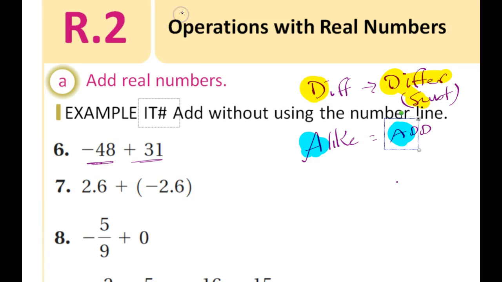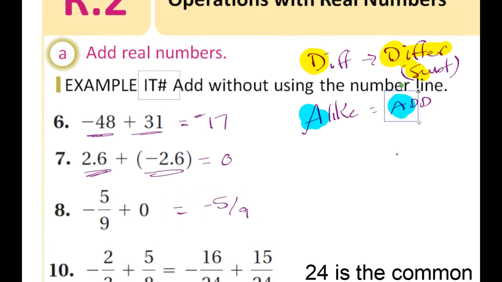So back to our examples. Signs are different, and 48 take away 31 is 17, and we're going to keep the sign of the larger, which is the 48, so I'll keep it negative. If the numbers are the same and they're just the opposite, that will give me a 0, and 0 plus any number is itself, so this is back to -5/9.